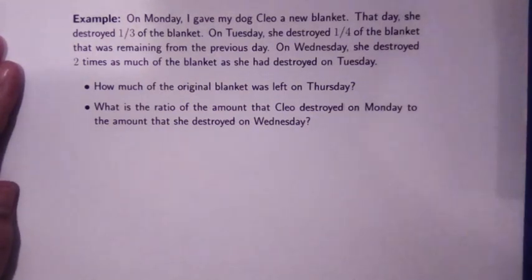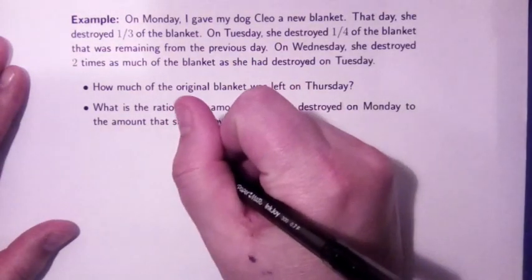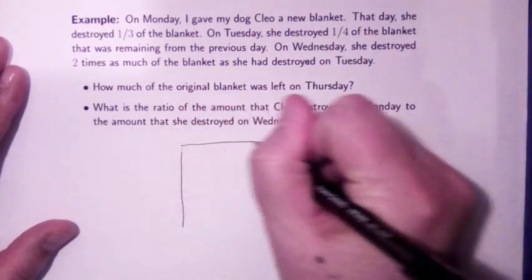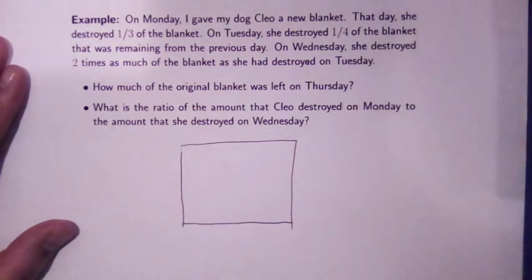But you could also use some of the other problem-solving techniques we've talked about, including using a well-drawn diagram. Here, it makes sense for me to draw a picture since there's something visual happening, a blanket which is being destroyed slowly by Cleo over a period of several days.